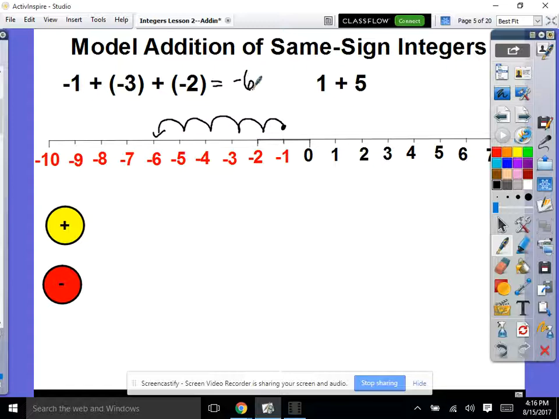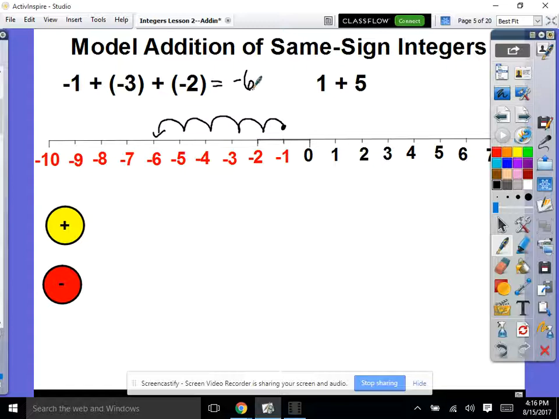To look at that with counters, first of all, when you're looking at counters, red is always negative. That stands for your negative integers. And you may see yellow if we use 2-color counters. You will see a tan color or a green color when we're using algebra tiles later on. Those are for your positives.